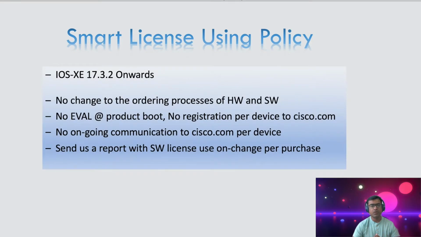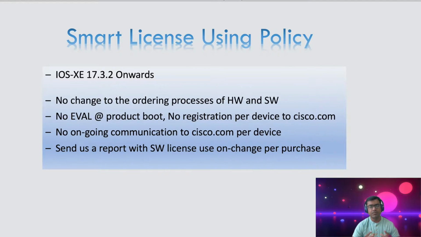All right, so smart license using policy is enforced in IOS XE 17.3.2 onwards, right? And I think 17.3.3 is GA now. What is changing? No change to the ordering process of hardware or software. You still use your same ordering process, whatever you're following, via partner or directly. There is no change to that. What is really changing is that now there is no eval license. Initially there were 60 days of eval license. There's no concept of eval license anymore.